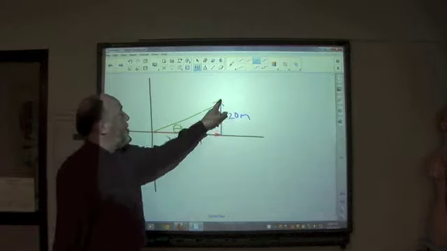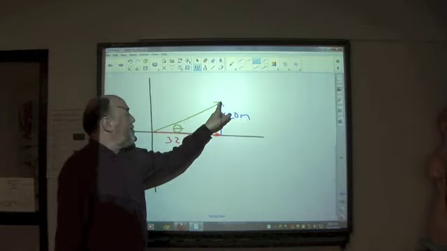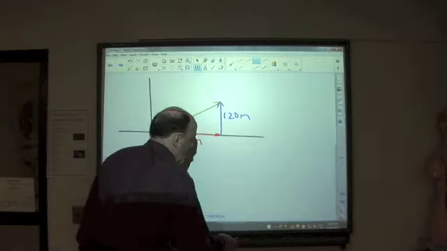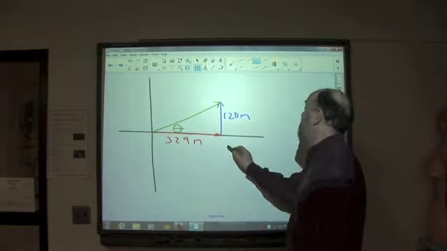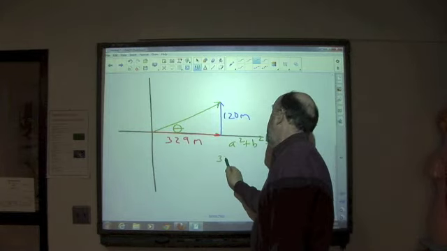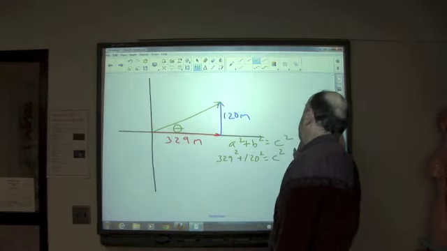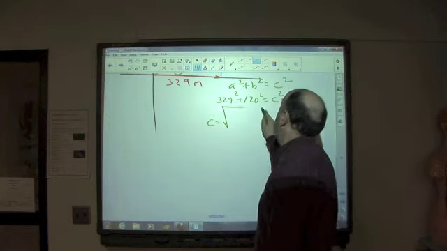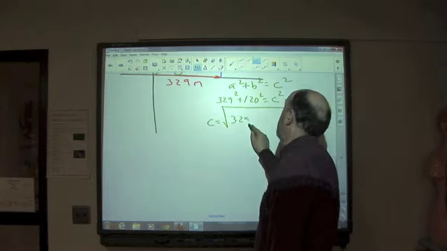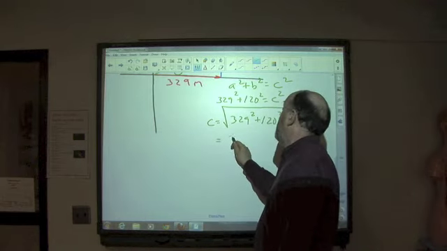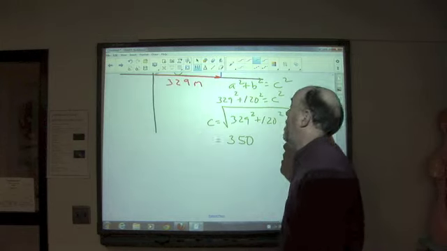Well, this is a right triangle, which means I can find this length by using the good old Pythagorean theorem. And so we have that a squared plus b squared equals c squared. So 329 squared plus 120 squared equals c squared. The opposite of squaring a number is to find the square root. And so we end up that c will be the square root of all this. And that'll come out to be basically 350, like we had before. And that'll be me.